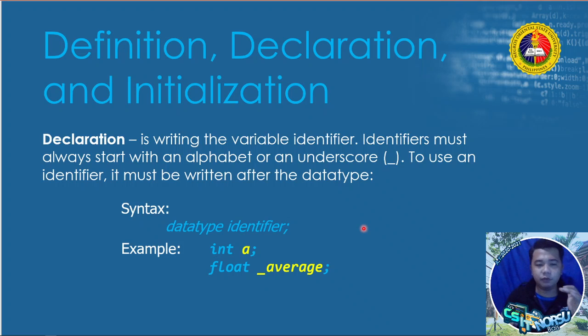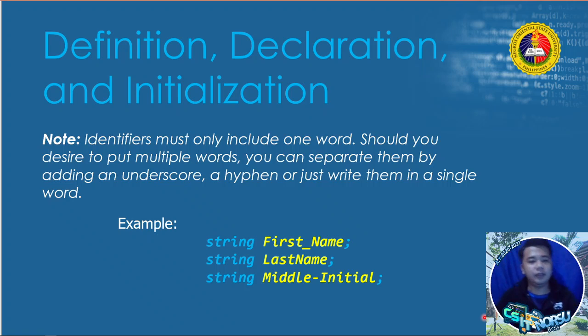So therefore, we will be using variable declaration, because we don't know what the result would be, or we don't know the actual value yet. Okay. Next, a reminder: identifiers must only include one word. Should you desire to put multiple words, you can separate them by adding an underscore, a hyphen, or just write them as a single word.